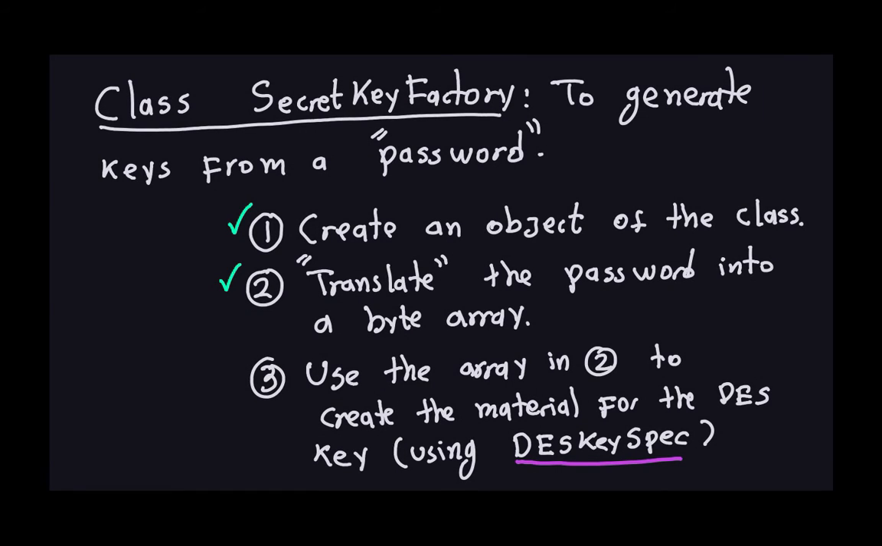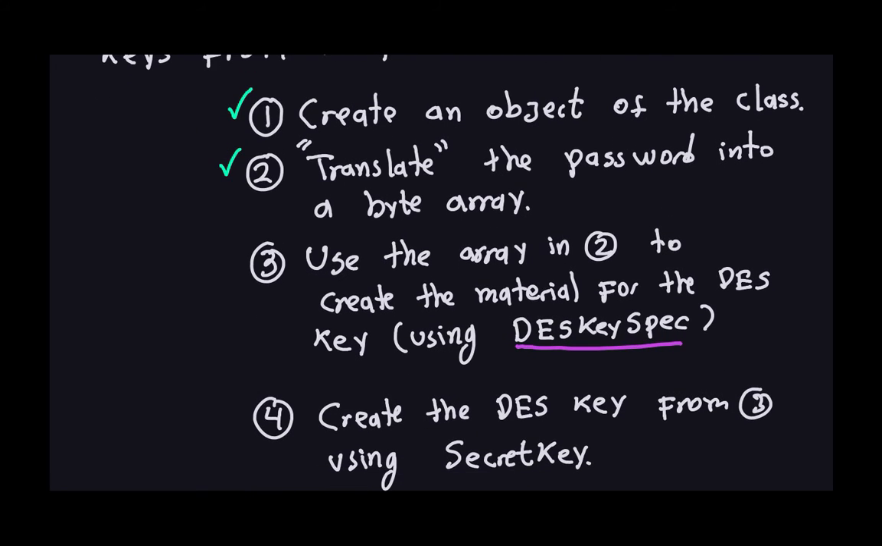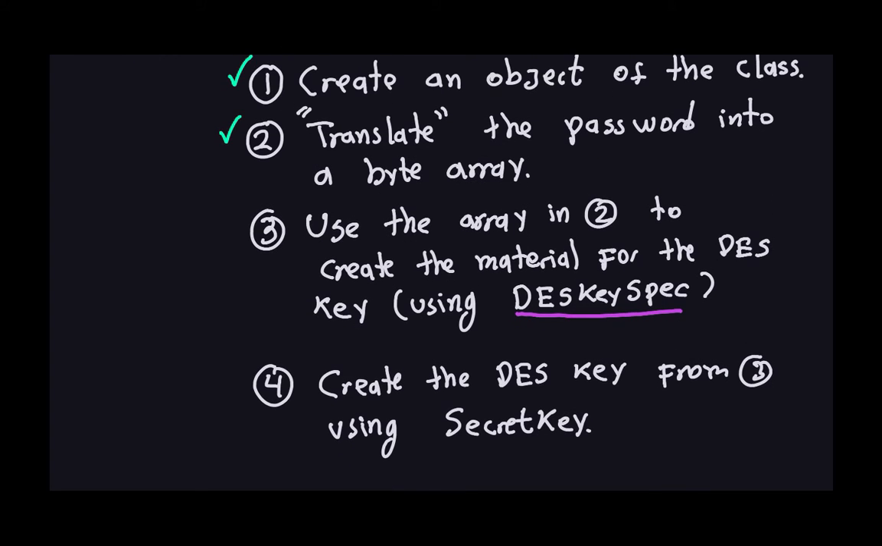So we already created a couple of things here in this list. The first one was we created an object of the class SecretKeyFactory. And the second thing, we translated that password, whatever password you might use, into a byte array. So there are two things left to do. The third part is to use that byte array to create material for that DES key. And for that, we're gonna use this specification here, DESKeySpec. And then finally, we can create the DES key from that.